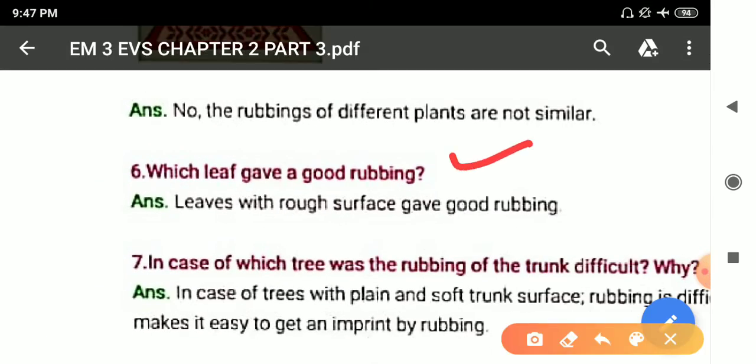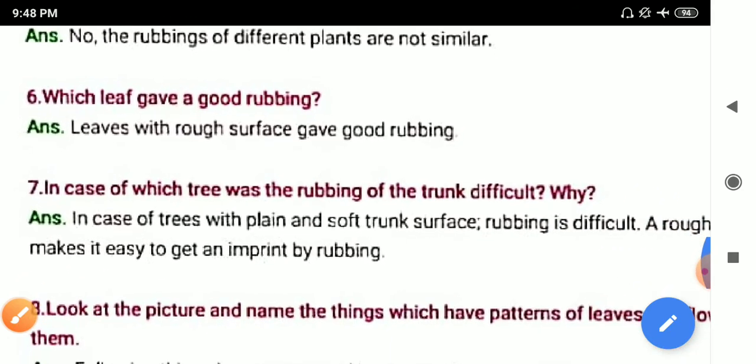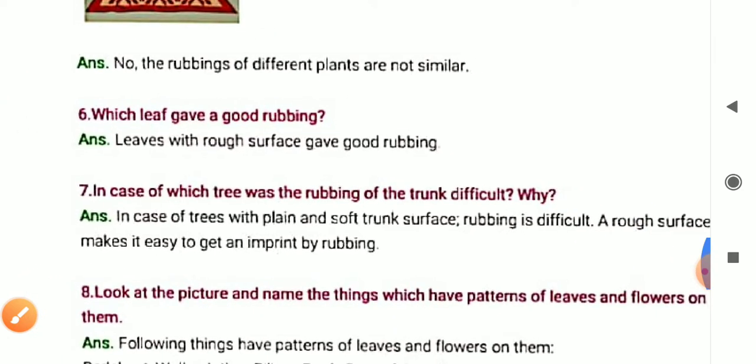Okay. Now the sixth one is, which leaf gave a good rubbing? Leaves with a rough surface. Leaves which have a flattened surface do not give a good rubbing, but leaves with a rough surface give a good rubbing, because if leaves have a rough surface, then colors get easily soaked in that and it gives a nice shape.